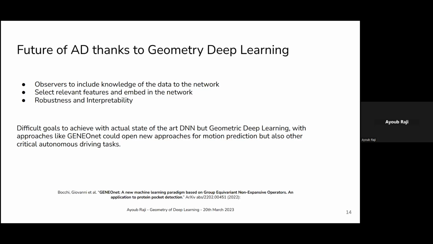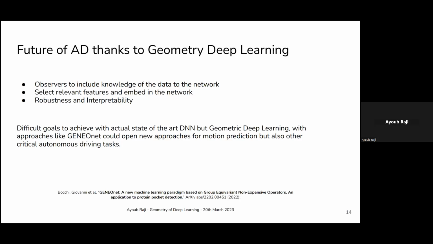And also following the lecture from Patrizio Frosini, I was quite interested in how he saw things, so that there should be also some observers to include knowledge on the data to the networks, and also some relevant features. This is the case because I can assure you that in the data sets similar to the ones I told before, there is a huge amount of information, but there is also some easy knowledge that we as humans can embed in this network. And this can enhance and improve the accuracy of the tasks a lot.